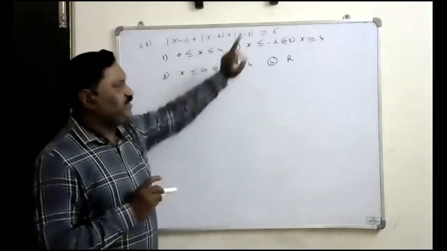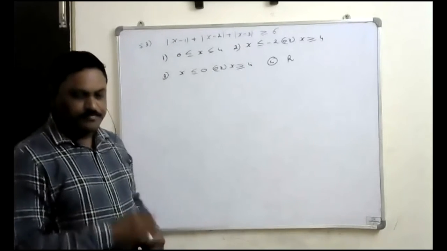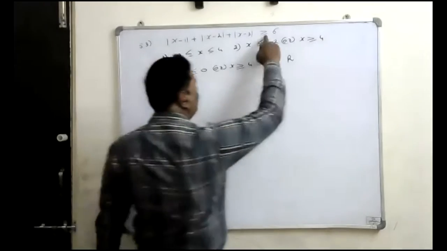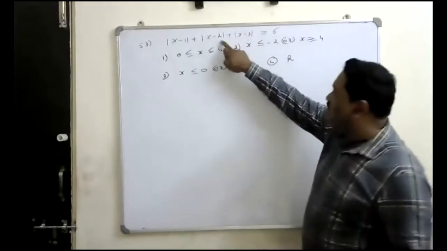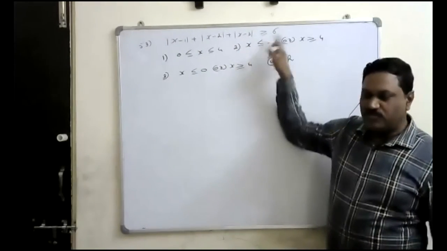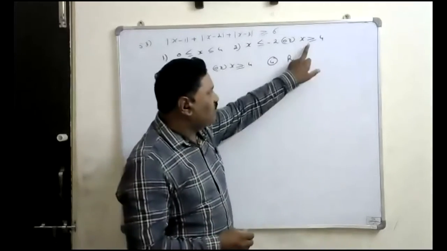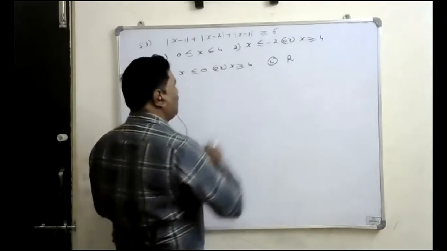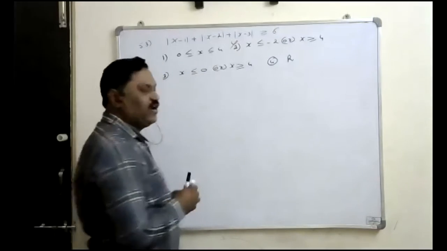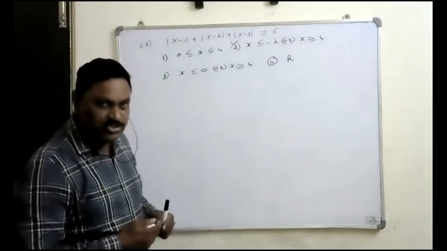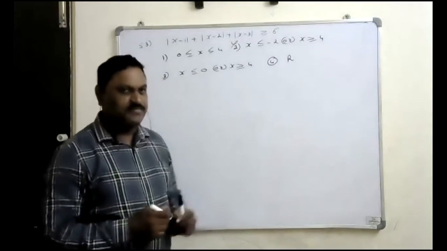1 plus 2 plus 3, how much? 6. 6 is greater than or equal to 6, so it is satisfied. That means x equal to 0 we can take. But 0 is not in that option's interval, that's why it is not the answer. The second option is not correct. What about the first? I don't know, but the second is not correct.